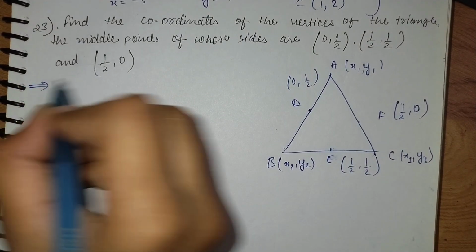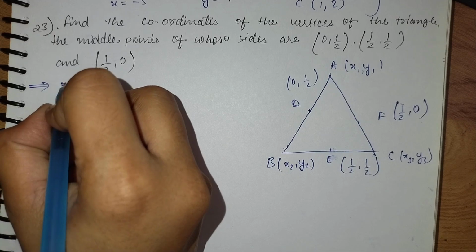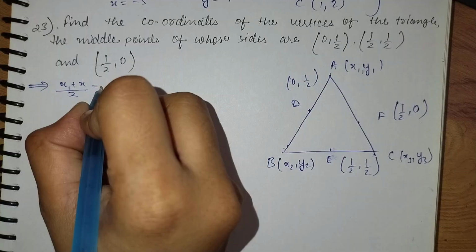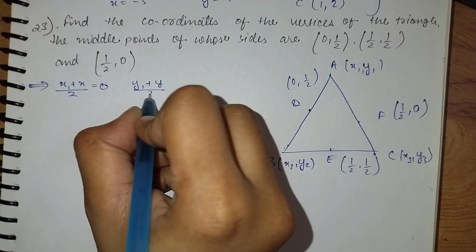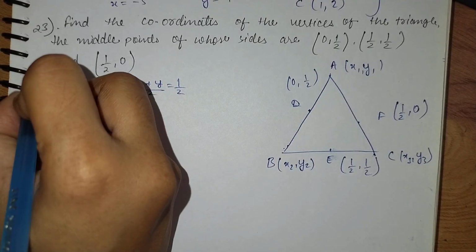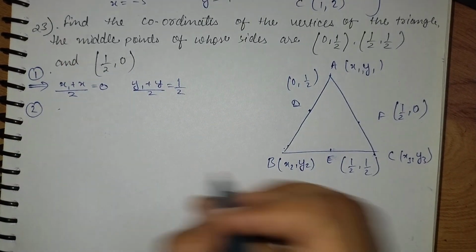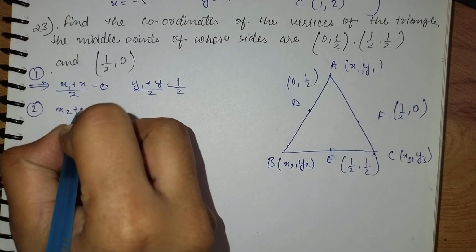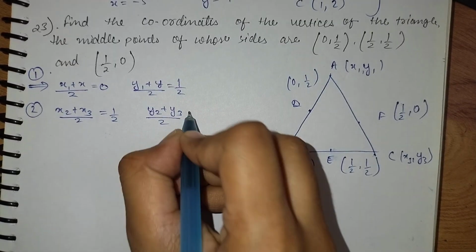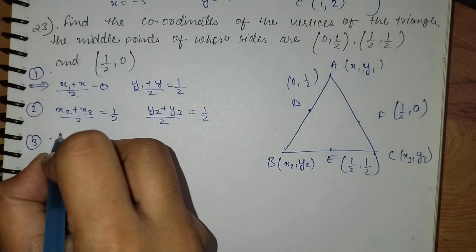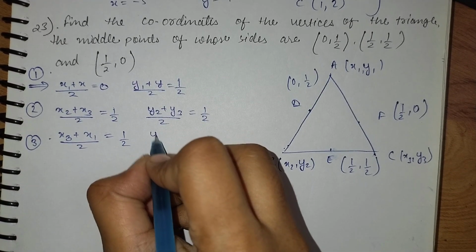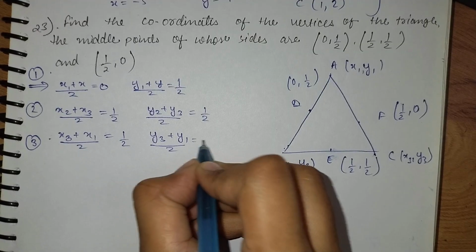So if we solve this part, we are getting x1 plus x2 upon 2 equal to 0 and y1 plus y2 upon 2 equal to 1 by 2. This is the first case. The second case is this part, where we take x2 plus x3 upon 2 equal to 1 by 2, y2 plus y3 upon 2 equal to 1 by 2. The third case is x3 plus x1 upon 2 equal to 1 by 2, and y3 plus y1 upon 2 equal to 0.